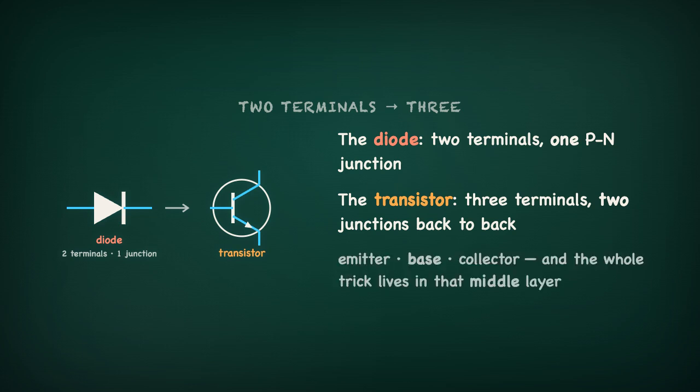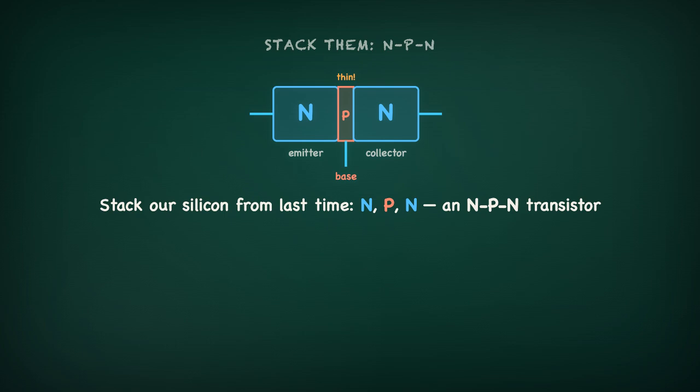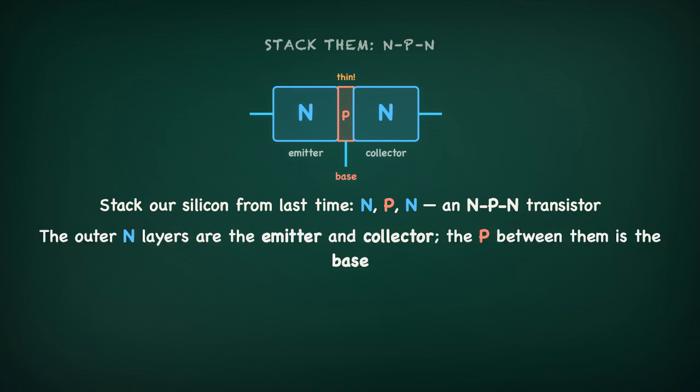Take the N-type and P-type silicon from last time and stack them. N, P, N. That's an NPN transistor. The outer N layers are the emitter and the collector. The P layer between them is the base.